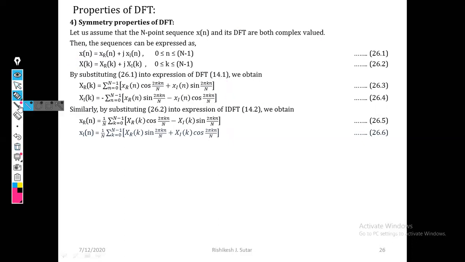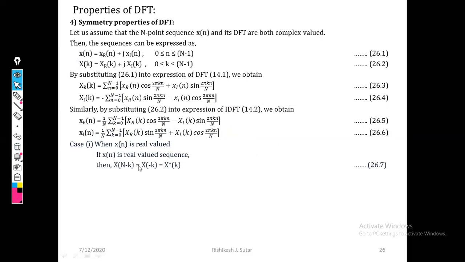So let us move further now. Let's consider x of n is a real valued sequence. If it is a real valued sequence, then what I can have is x of n minus k is equal to x of minus k is equal to x asterisk of k.